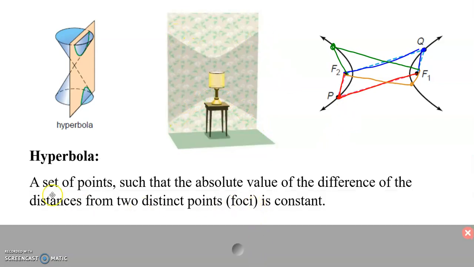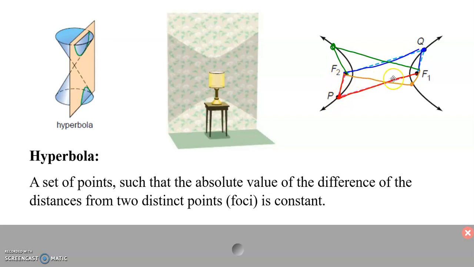The definition of a hyperbola: it's the set of points such that the absolute value of the difference of the distances from two distinct points, or the foci, is constant. So basically, no matter what point you pick on the hyperbola, like if you pick point P, draw a line to focus 2 and to focus 1. If you find the difference between those, you'll get a number.